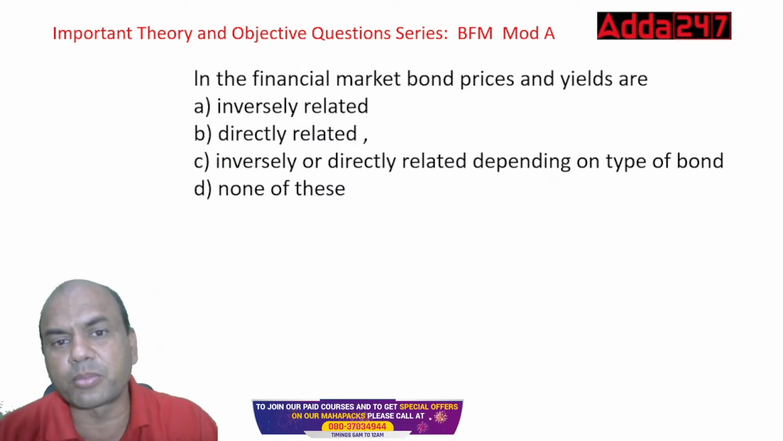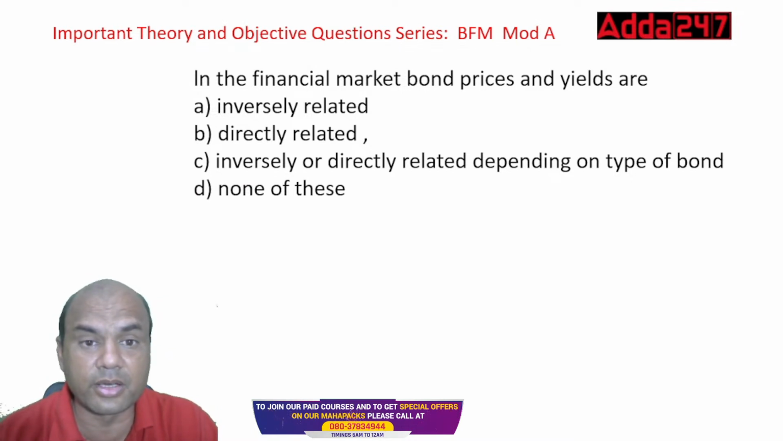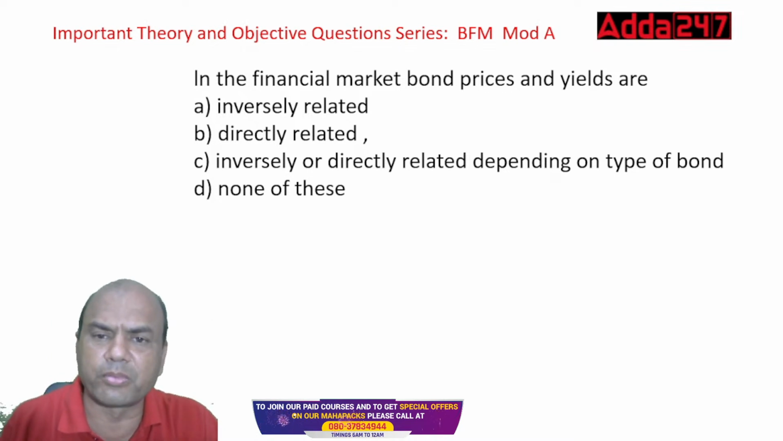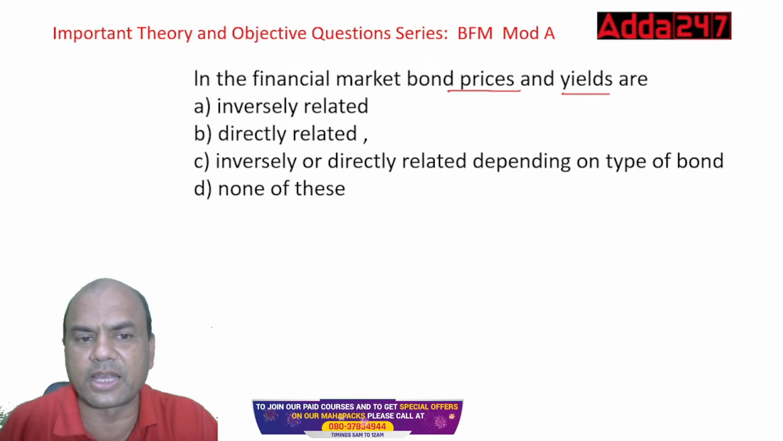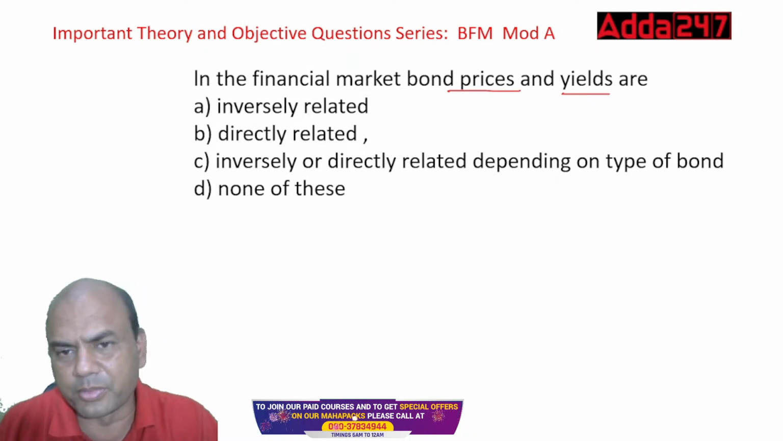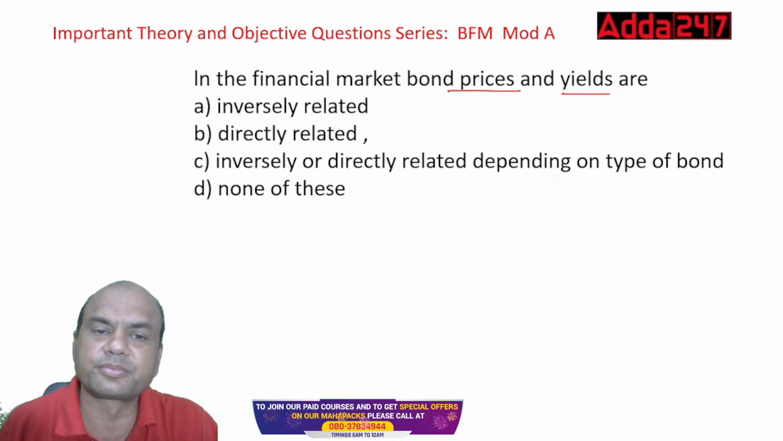In financial bond markets, bond prices and yields are, directly or inversely related? Inversely, directly, inversely or directly depending on the type of bond, or none of the above. So the bond prices and yields are always, they are always.